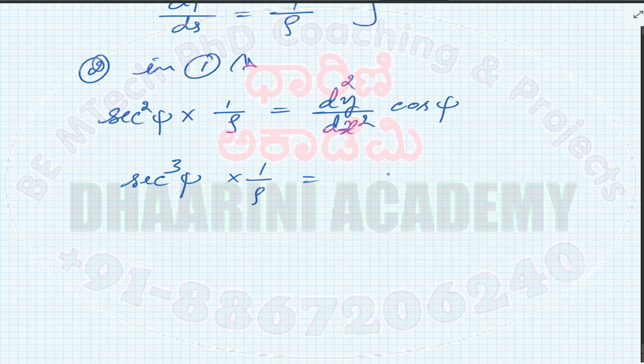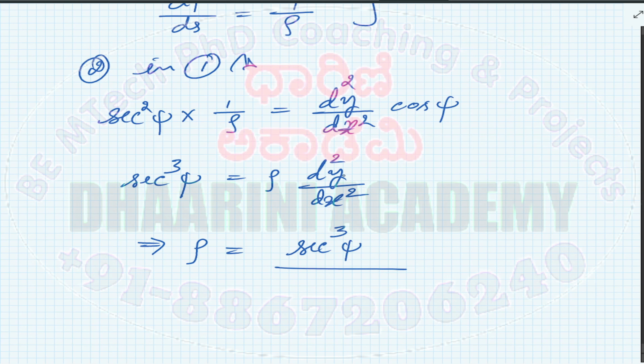This is equal to, or okay, let me say one step. Let me move the rho to the other side now itself. So what happens? The rho goes to the other side as simply 1 by rho becomes rho into d square y by dx square. So what can I do now? My intention is to calculate rho, right? So okay, let's keep the rho on this side. So rho is equal to secant cube psi divided by d square y by dx square. Right? Let's say this is the equation.